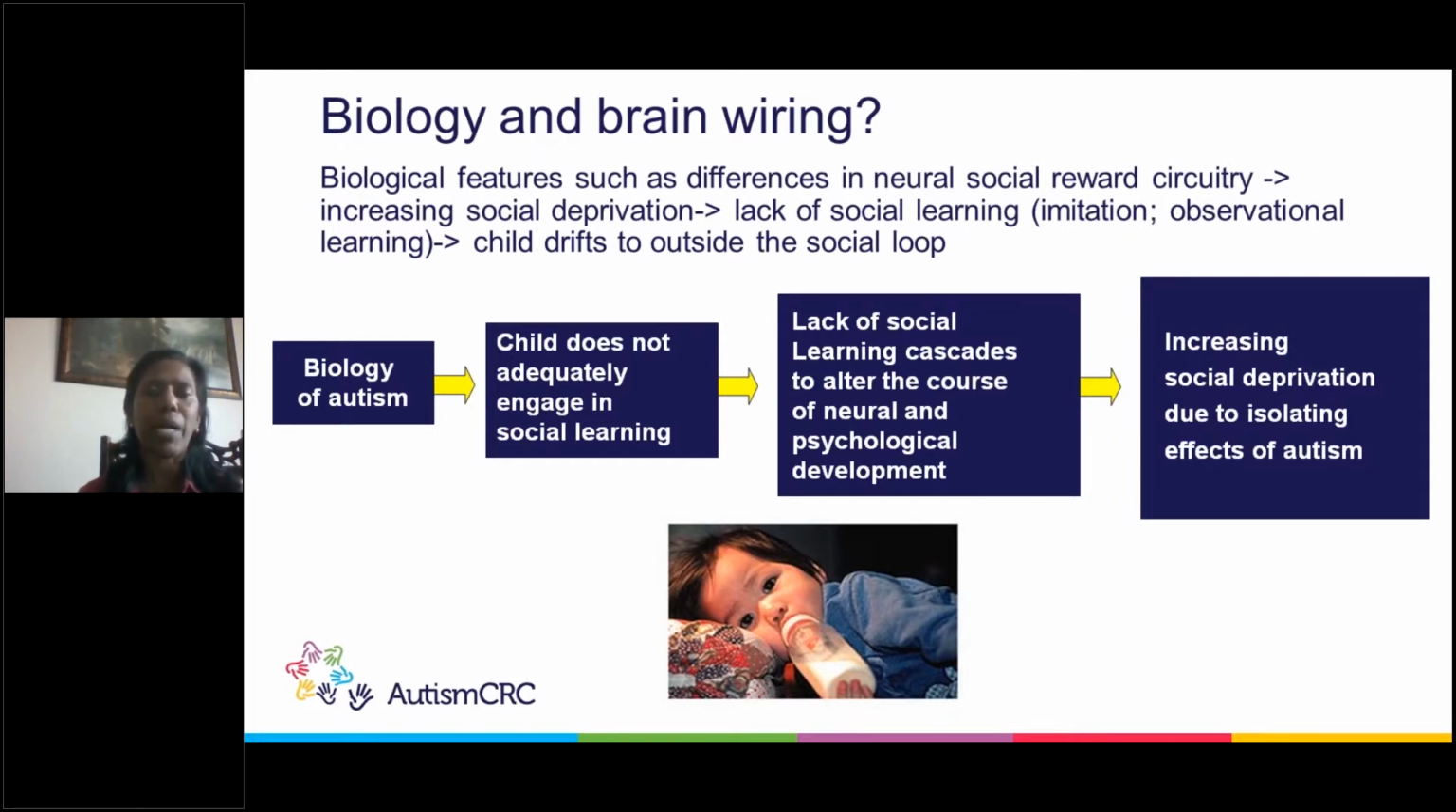Children usually learn by imitation, by mimicking most of the things in the very early life before we even start teaching them anything. So being part of that social loop, social milieu, and observational learning is mostly how learning happens in early years. But because autism and the brain is wired in a particular way that you are less interested in that, you get more and more drifting out of the social milieu of learning, which in turn cascades into them not being able to develop those skills which you so dearly need and want.